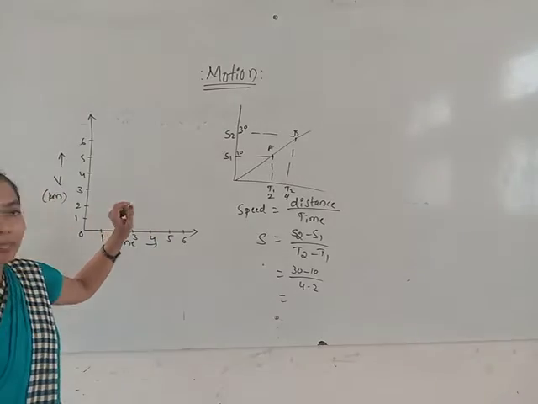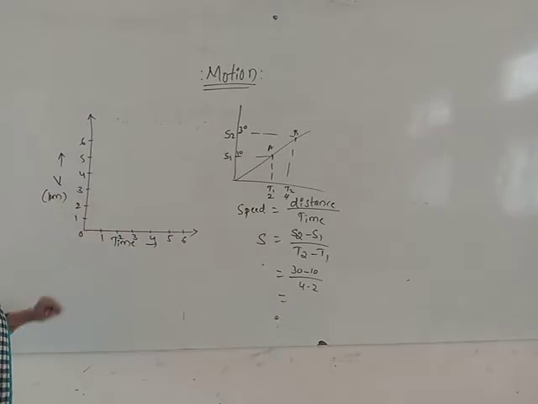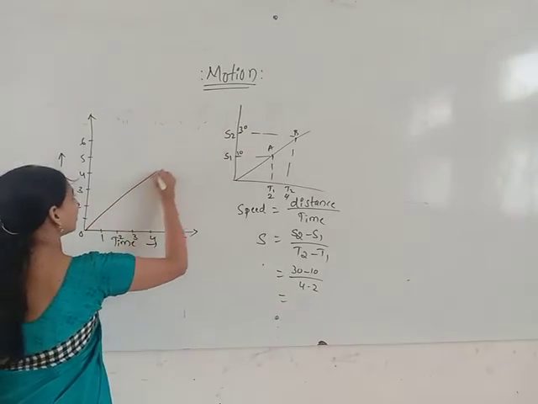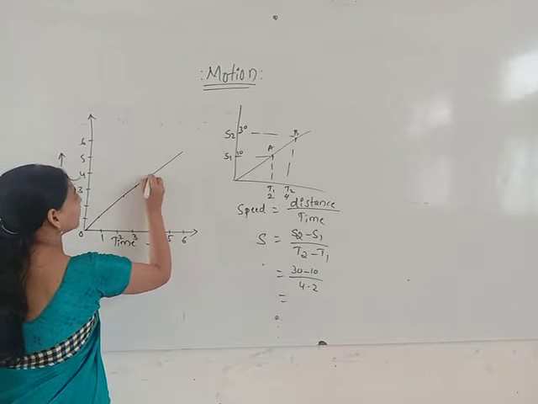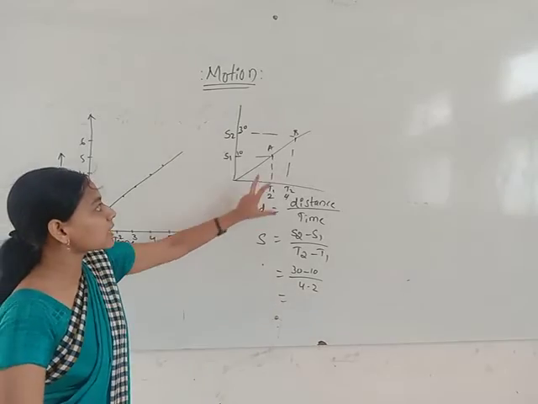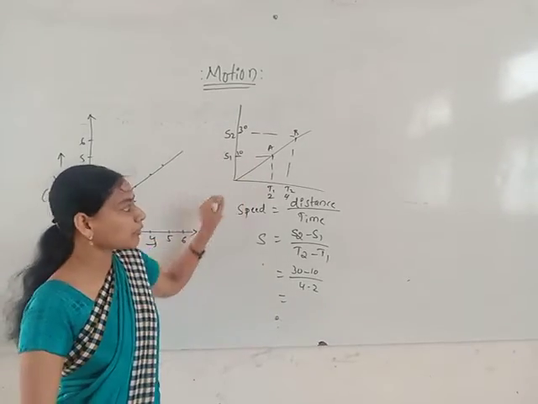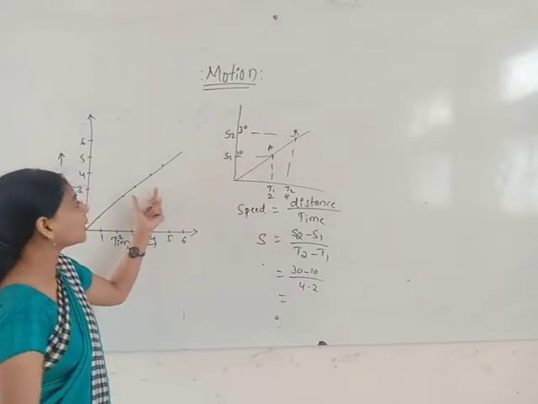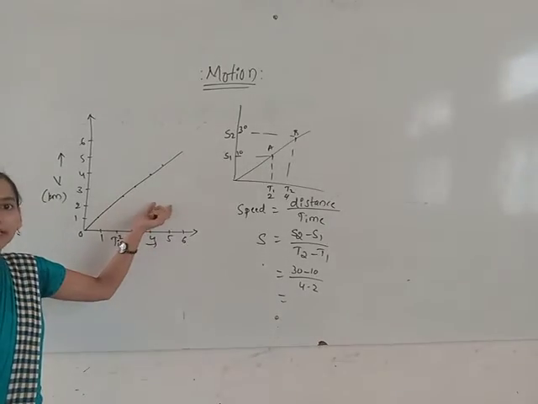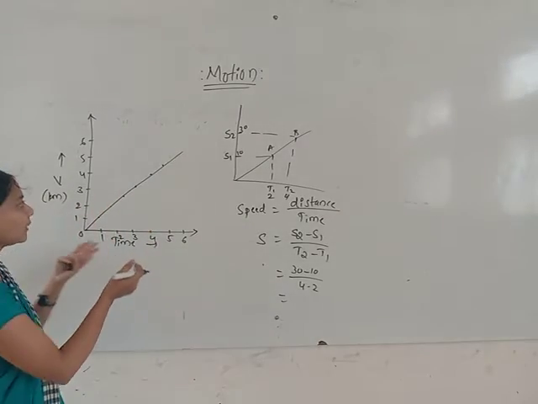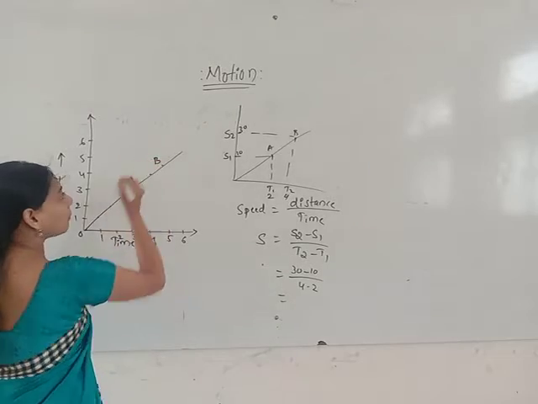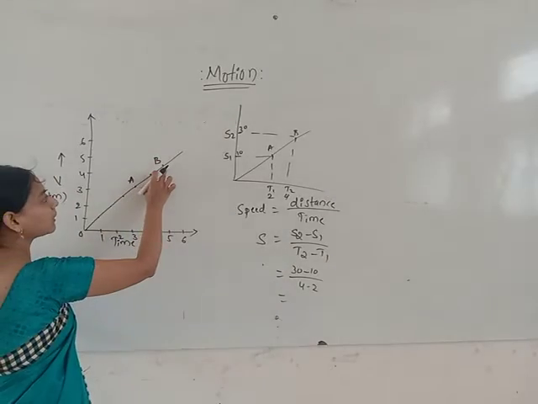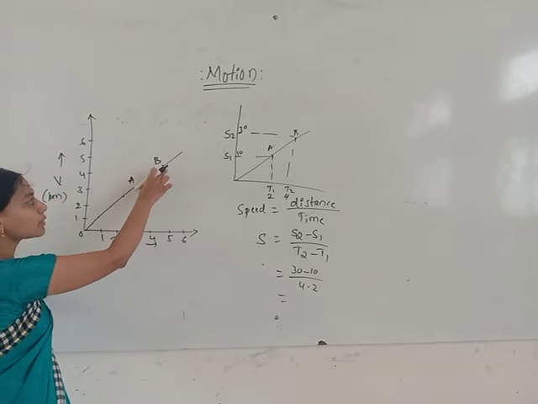Here also it is the same. If it is uniform acceleration, we get a straight line. Here we determine the speed in the distance time graph, and here we determine the distance of an object. How much distance is covered? If I take a point A and here a point B, I want to determine the distance between these 2 points.